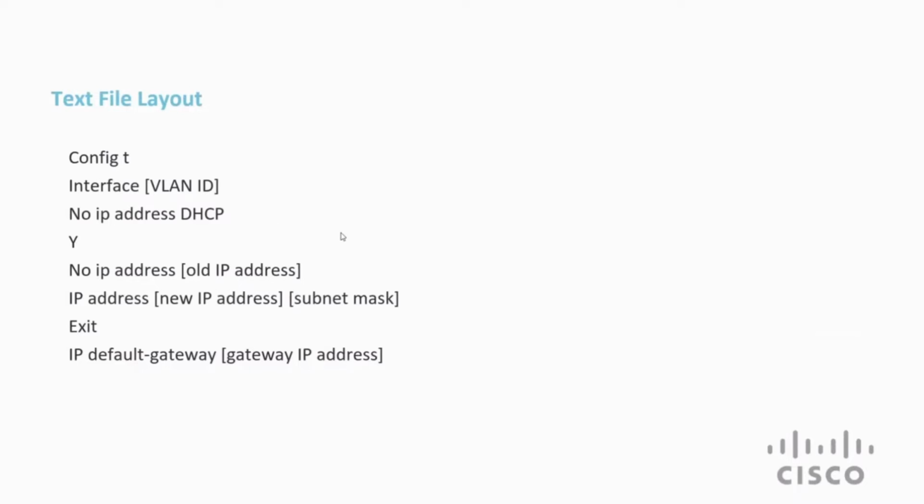This is our text file outline. We have our VLAN IP. Next is our old IP address, which is the switch's current IP and the address we don't want to use. Up next is our new IP address, which is the one that we're choosing. We have the subnet mask, and lastly, the gateway IP address. All right, let's look at an example of this build out for the network.